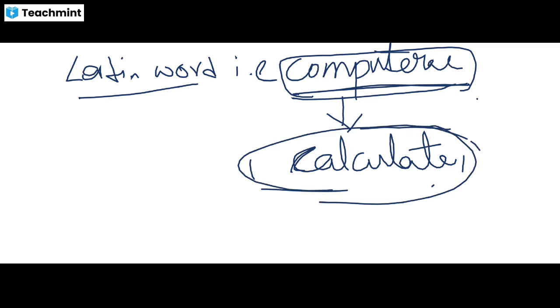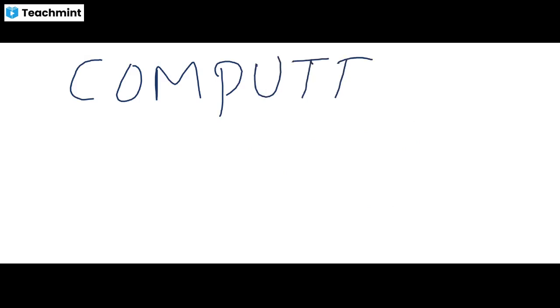Now let us see what is the full form of the word computer. కంప్యూటర్ అనే వర్డ్ ఏదైతే ఉందో దాని యొక్క ఫుల్ ఫామ్ అనేది చూద్దాం. COMPUTER. This is the spelling of computer. What is the full form of this? Letters, each letter. Let us see each letter. C means here commonly.